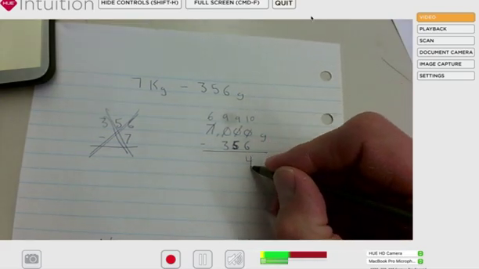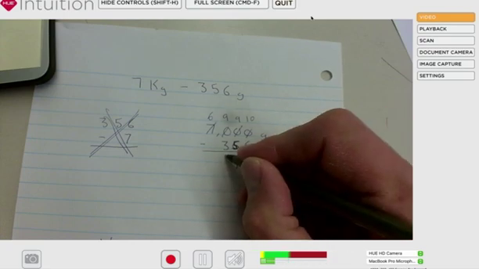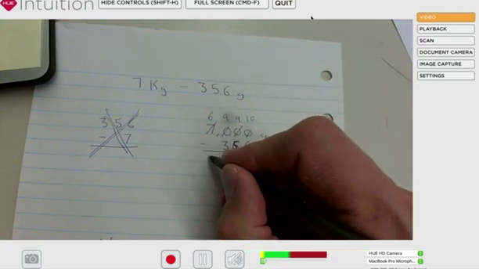And again, I go fast so that you can go slow.